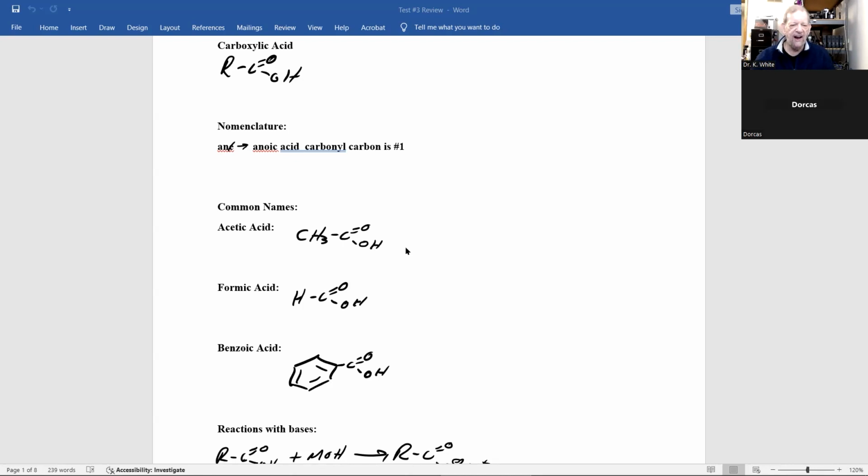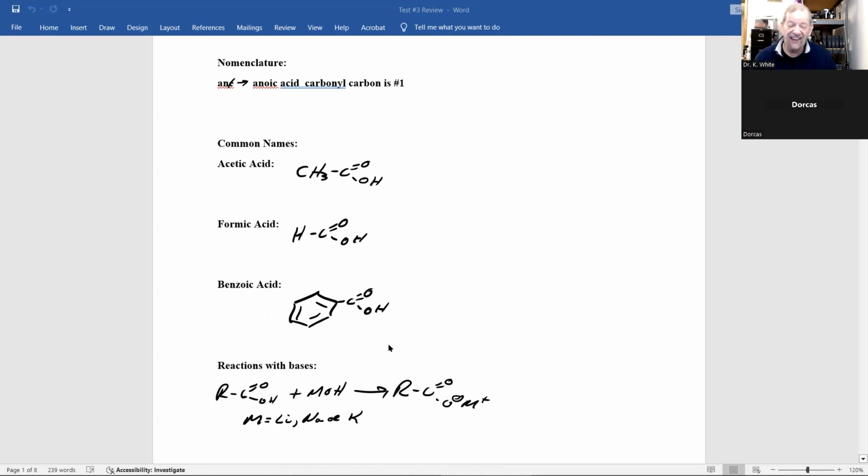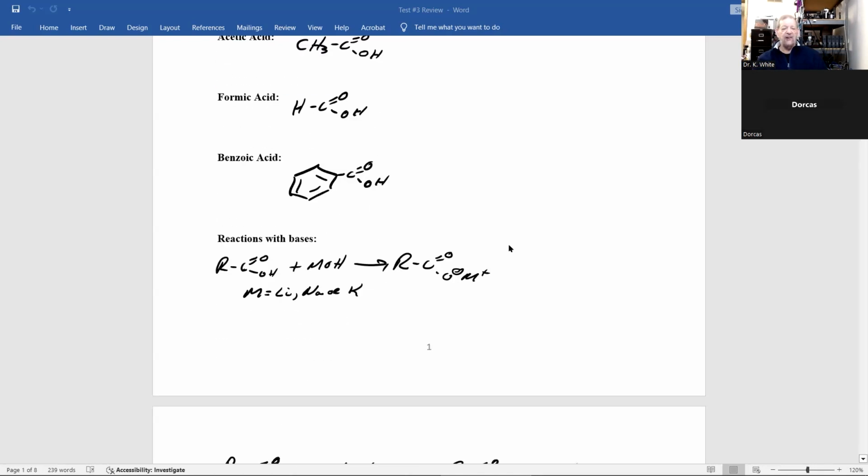All right, when R is a hydrogen, that's formic acid, and that mixed with water and heated up is the defensive weapon of the fire ants. And finally, when R is a benzene ring, both the IUPAC and the common name is benzoic acid. All right, they're called carboxylic acids because the hydrogen on the oxygen that's bonded to the carbonyl is acidic.